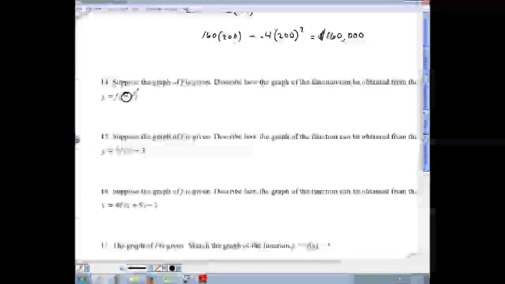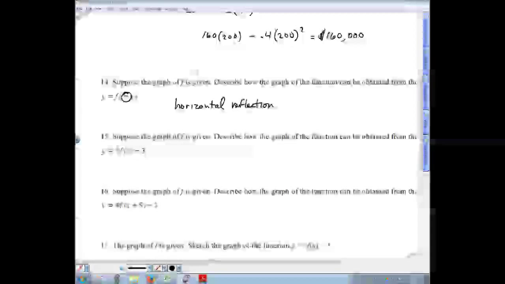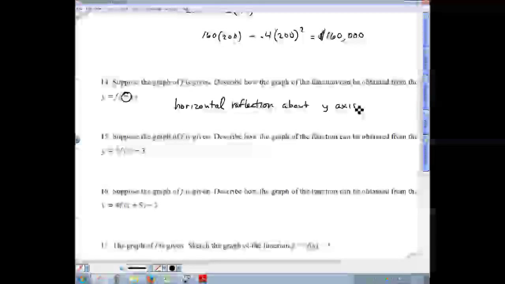And since it's inside the function, it affects x, so all the x values are being reflected. So the positive x values become negative x values. If you're thinking about a graph, all the positive x values over here become negative x values over here. So this would be a horizontal reflection about the y-axis.